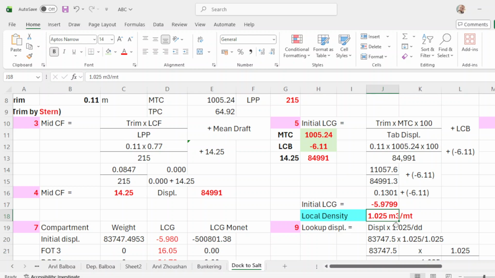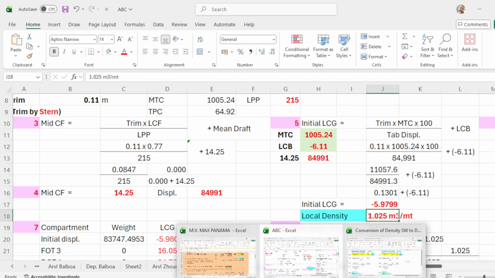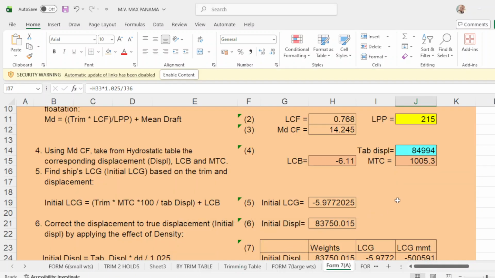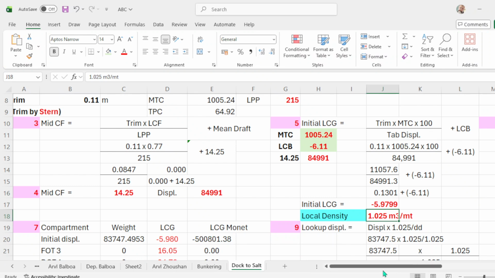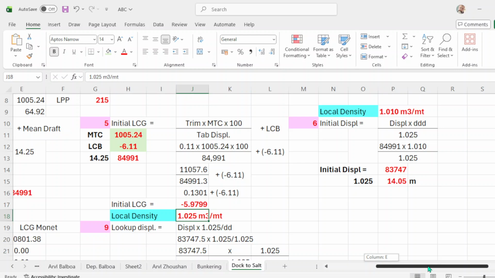And the density displacement would be 84991. Displacement is 84991. This one 994. So in the initial displacement, okay, that will be 83753. That will be number 5. Okay, initial displacement. We go to number 6.